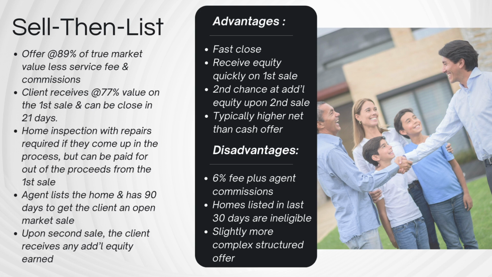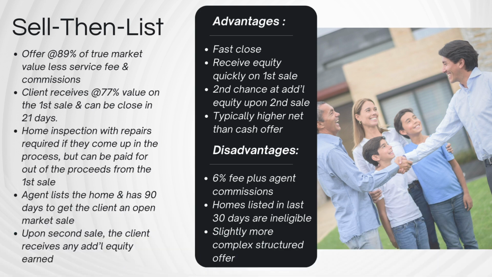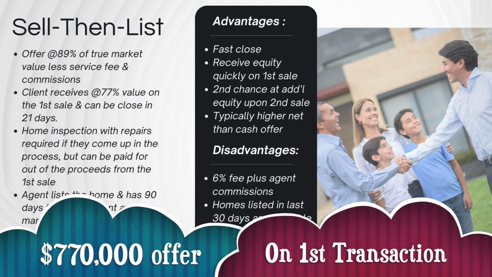Their formula is actually pretty simple. They offer 89% of true market value, less the service fee and commissions. So if the service fee is 6% and the commissions happen to be 6%, the client's going to receive 77% on the first sale, and it can close in 21 days. So let's say you got a $1 million house, client owes $500,000 on the house. They're sitting in that 68%. They're going to get an offer of about $770,000 on that first deal.